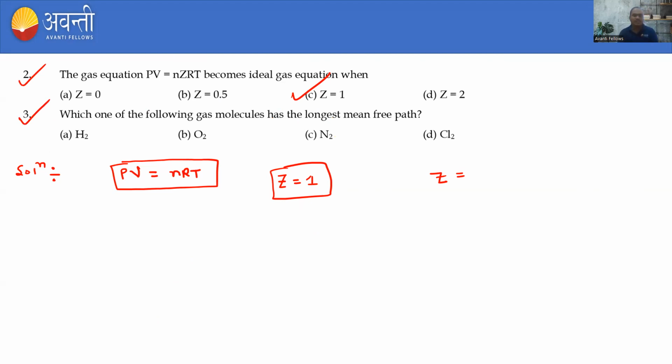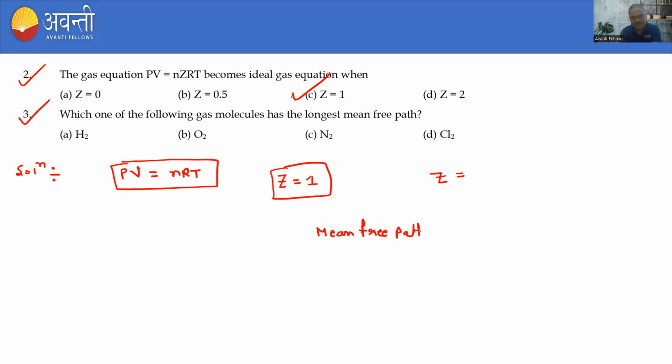Which of the following gas molecules has the highest mean free path? So you have to find which one of the following molecules has the longest mean free path. It depends upon a very important term, and we use the formula. We all know this very important thing, that is mean free path. We have to calculate this mean free path.